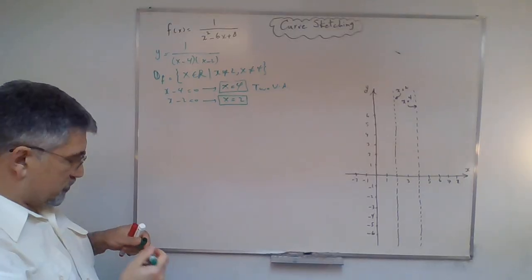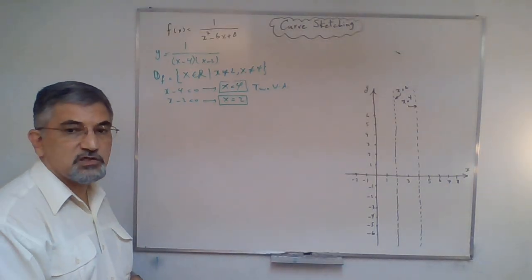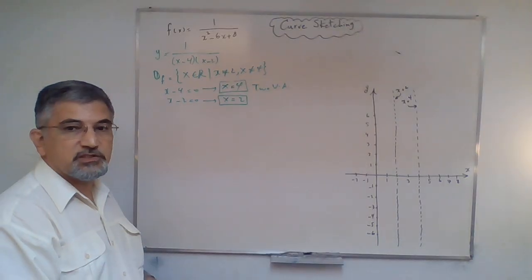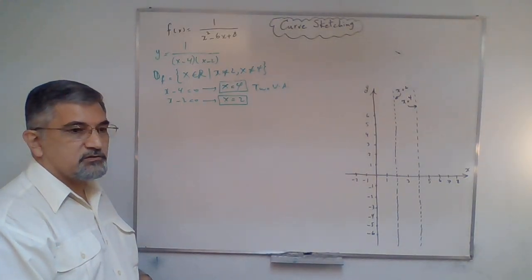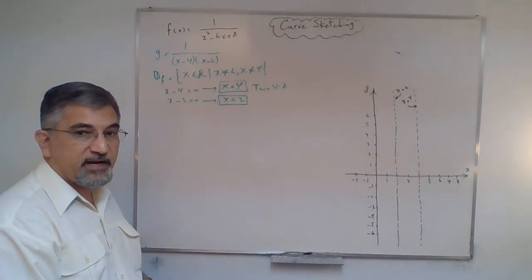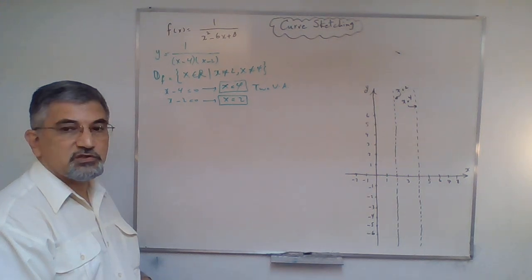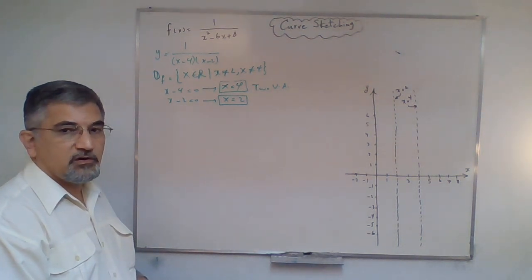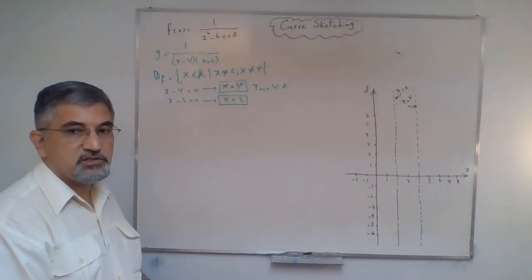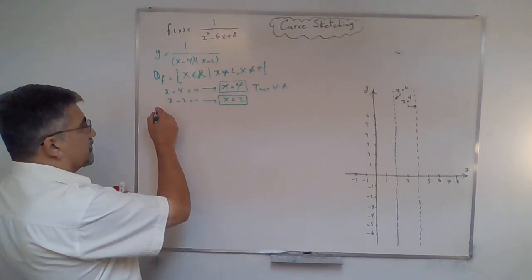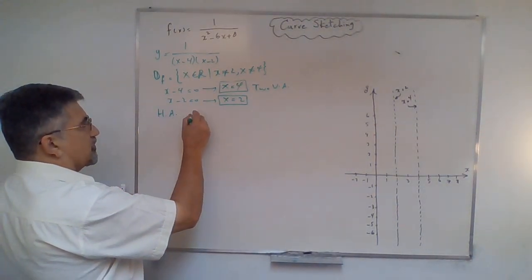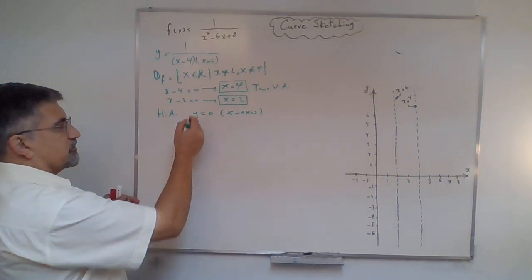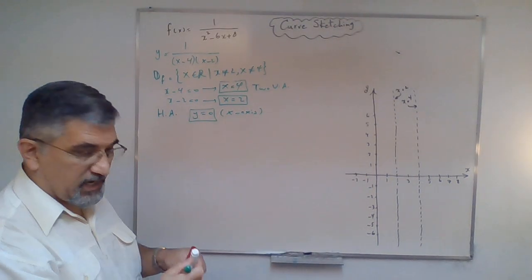Okay. Horizontal asymptote, we see that the top is a constant. It's a 0 degree polynomial function, you can say. And the denominator is quadratic. So because the degree of the top is less than the degree of the bottom, we do have a horizontal asymptote, which is actually the x-axis. So for the horizontal asymptote, we have y equals 0, which is the equation of the x-axis.